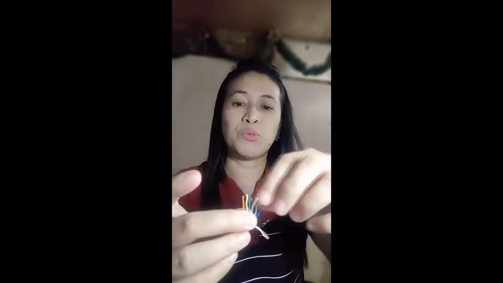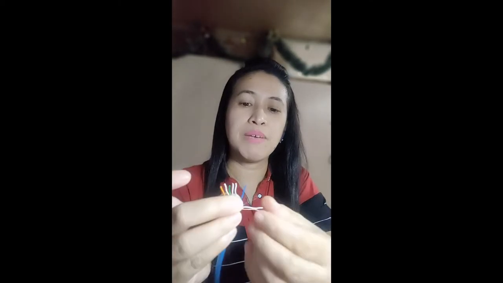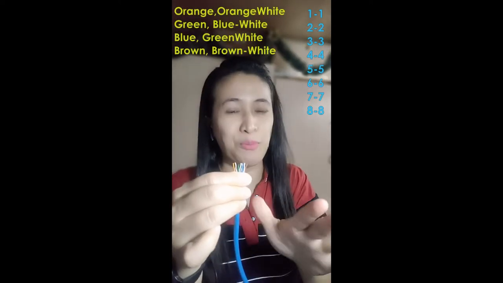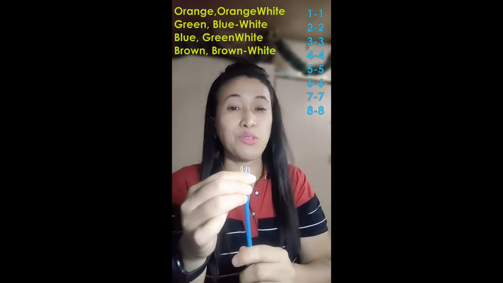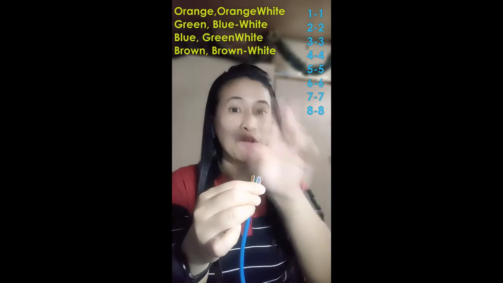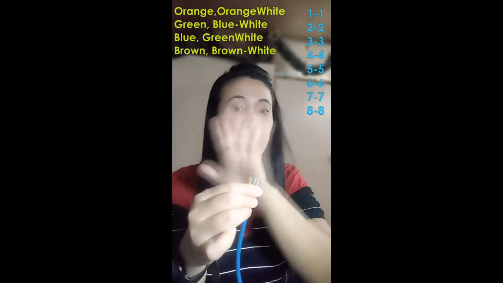There. This time, I will be placing the brown white beside the blue one. Now, please take note of the arrangement of the colors. Since we're going to create a straight-through pattern, the pattern should be 1-1, 2-2, 3-3, 4-4, 5-5, 6-6, 7-7, then 8-8.